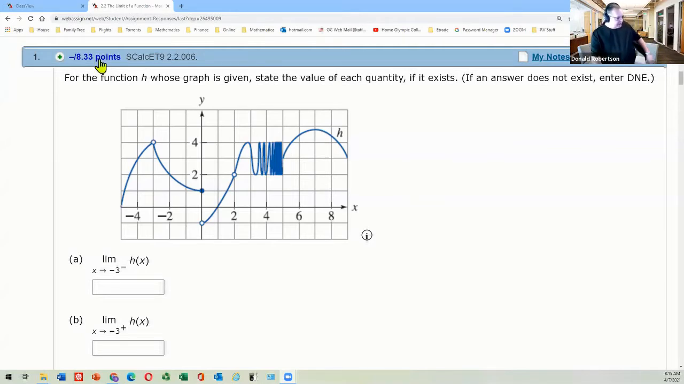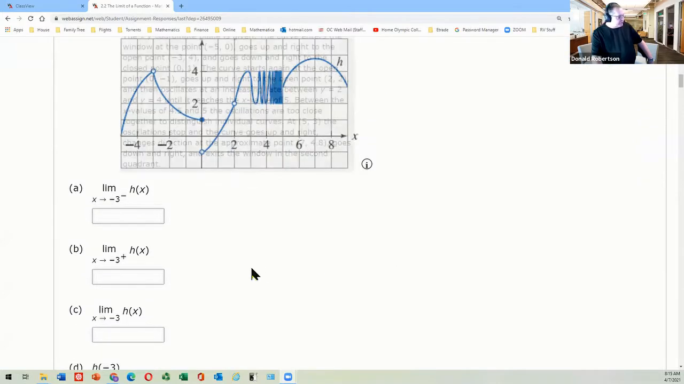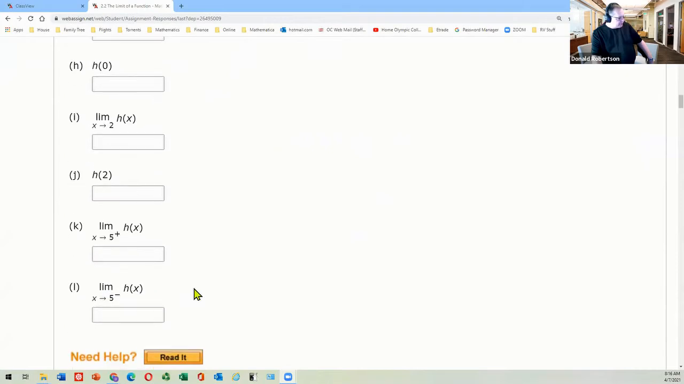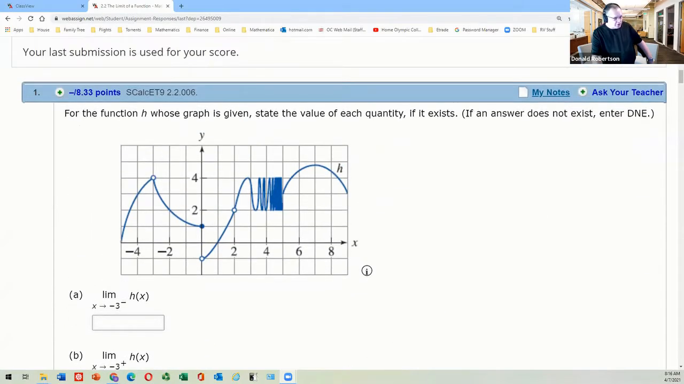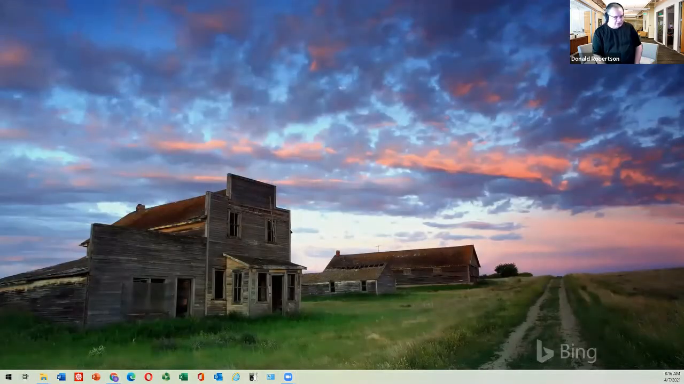Here is a weird looking function. It's called h of x. And here are various left, right, and overall limits. There is no real working attached to these questions. And didn't we need to do that?